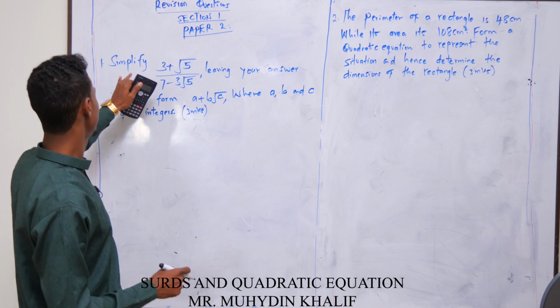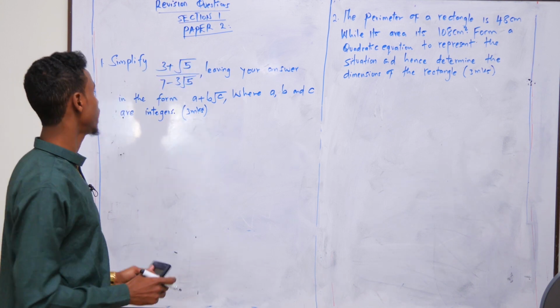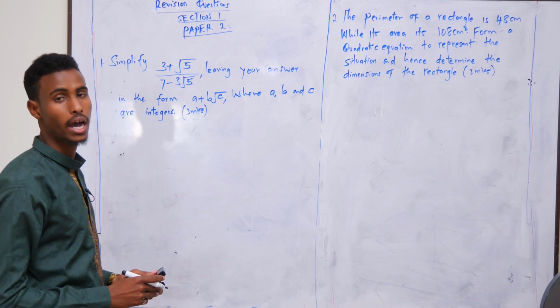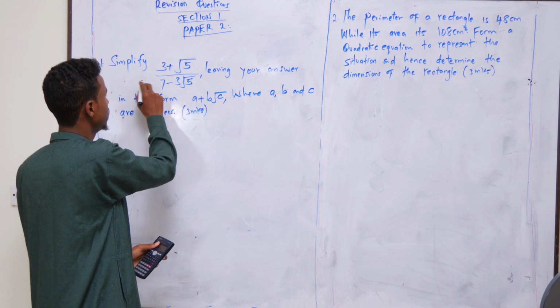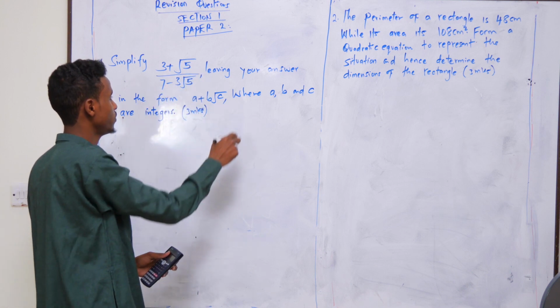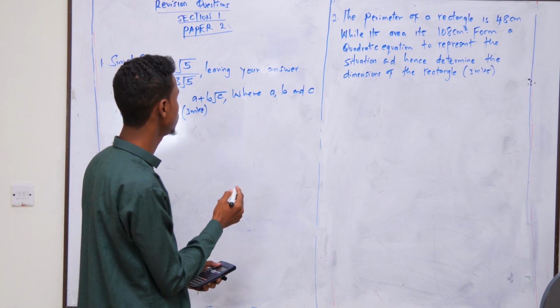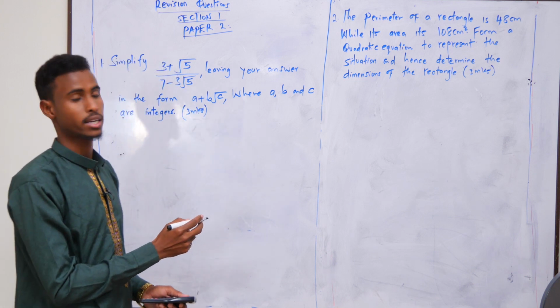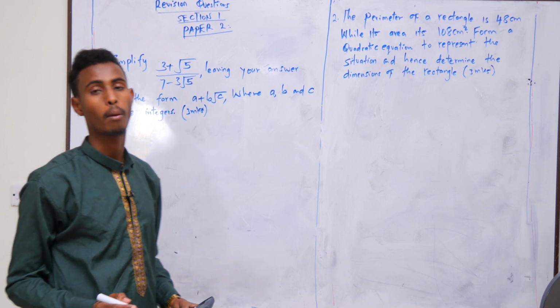As you can see here, we have simplify, with a numerator and a denominator, and these are called a surd. In the numerator we have 3 plus root 5, divided by 7 minus 3 root 5. You are asked to leave your answer in the form a plus b root c, where a, b, and c are integers. Now let's do this question together and see how we go about it.